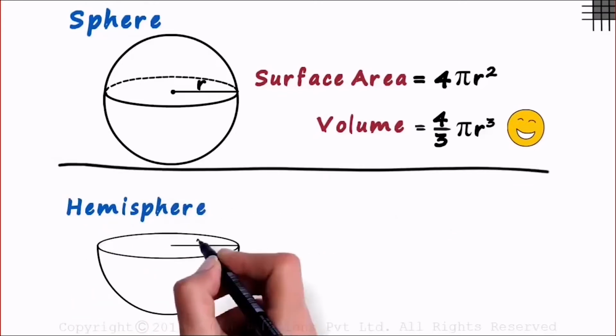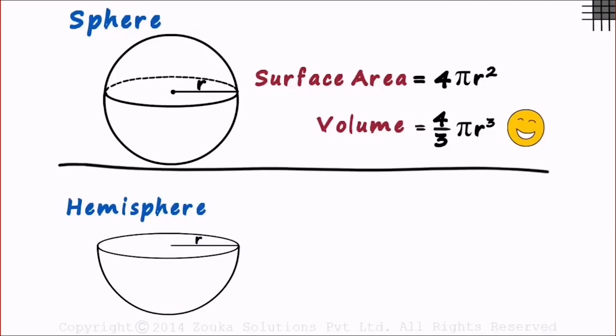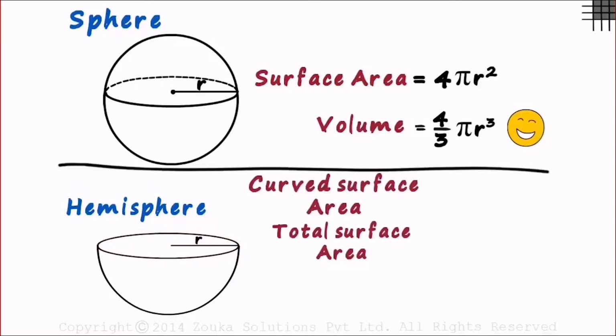Let's say it has a radius r. We have just cut the sphere horizontally and we are looking at the bottom part. Hemisphere. The first thing you should notice is that it has a flat surface and a curved surface. This tells us that unlike the sphere, the hemisphere will have a different curved surface area and total surface area.